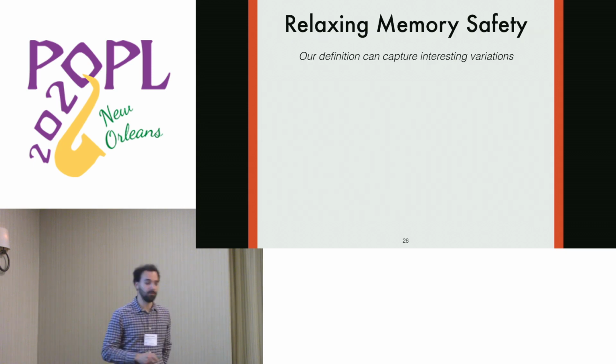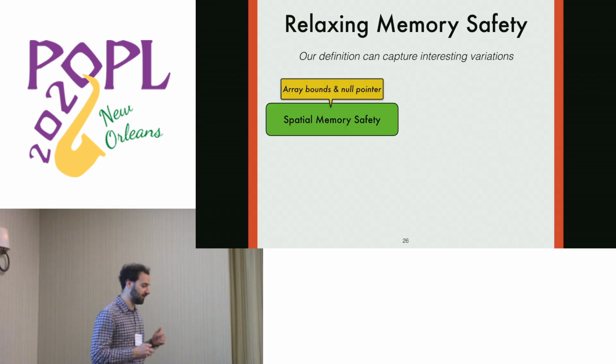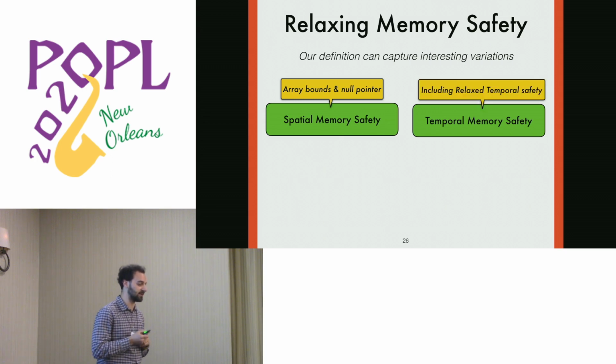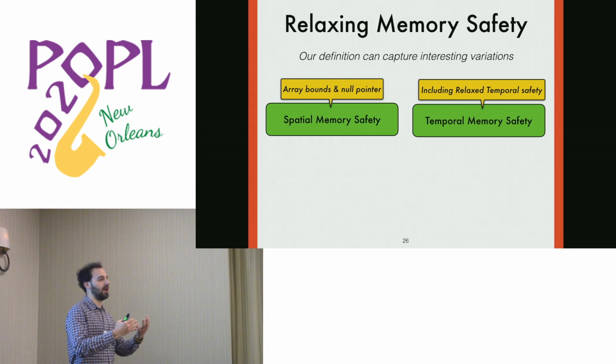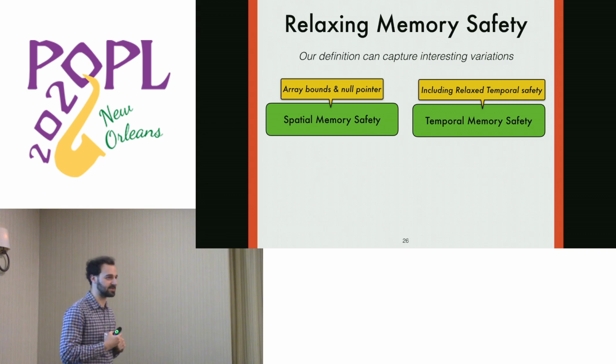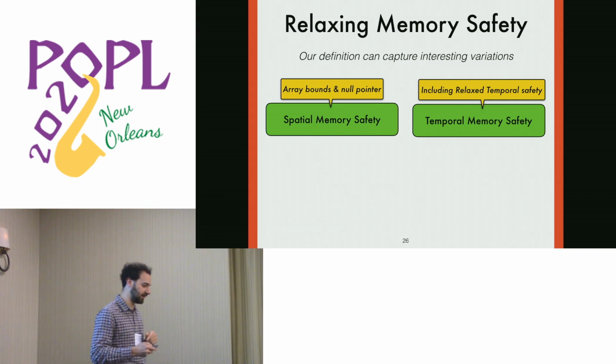Okay. With this property, we can actually capture many variations of memory safety. These include spatial memory safety, so bounds and no pointer dereference. Temporal safety, which includes use after free violations, and in particular also relaxed temporal safety. So relaxed temporal safety essentially tells you it's okay to access memory that has been freed as long as the memory pointed to has not been reallocated yet.